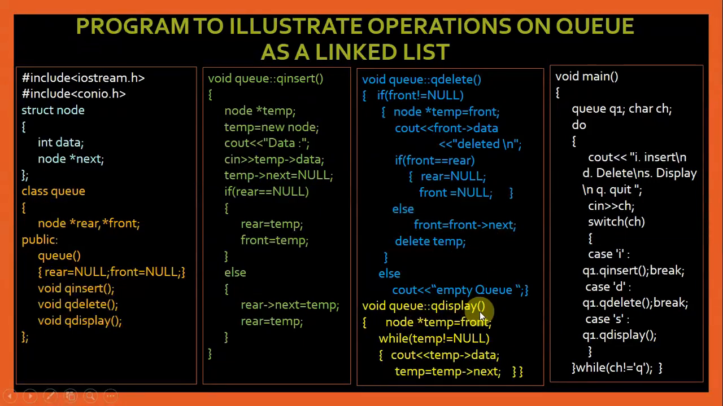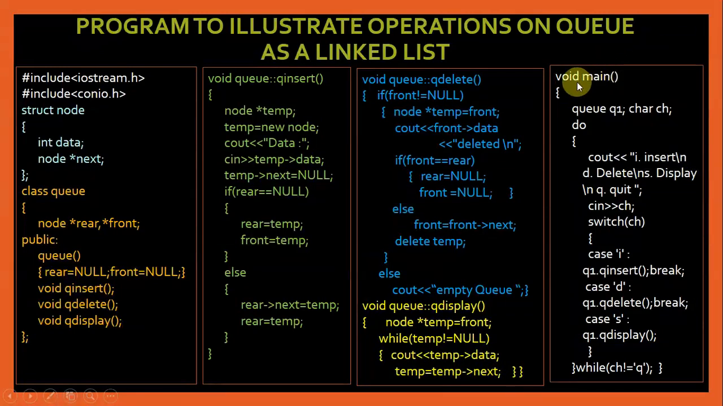Now to display the queue, I am storing the address stored in front variable to another temporary pointer variable temp, and I will run the loop. While temp not equal to null, we will simply display the data which is present at this address, and then we will simply point temp to the next node using the statement like this: temp is equal to temp arrow next. So this will store the address of next node in the temp. So next time it will display the data stored in the next node.